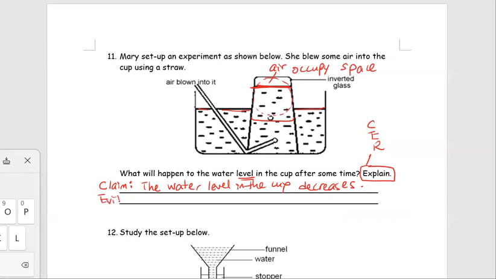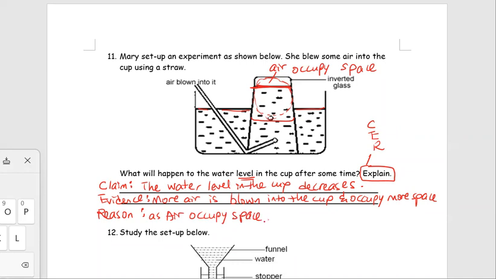Evidence, how do I know that? Because what is my observation? I see more air is blown into the cup. And what can I infer? The inference is just the same as the concept here. With more air blown in, it occupies more space. What concept are they testing us on? It will be that air occupies space.